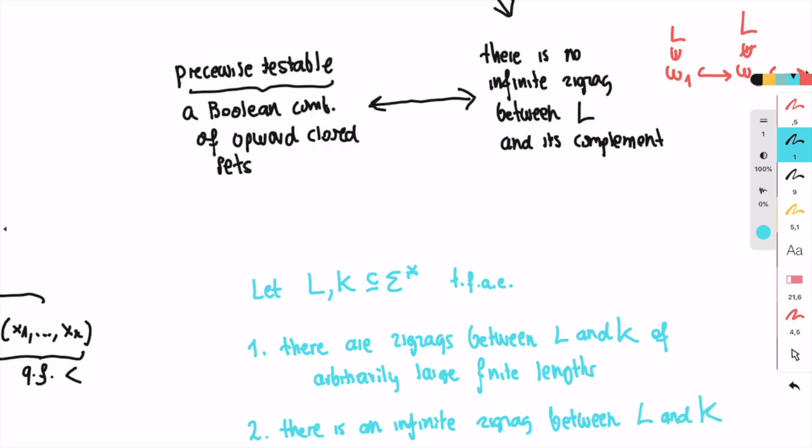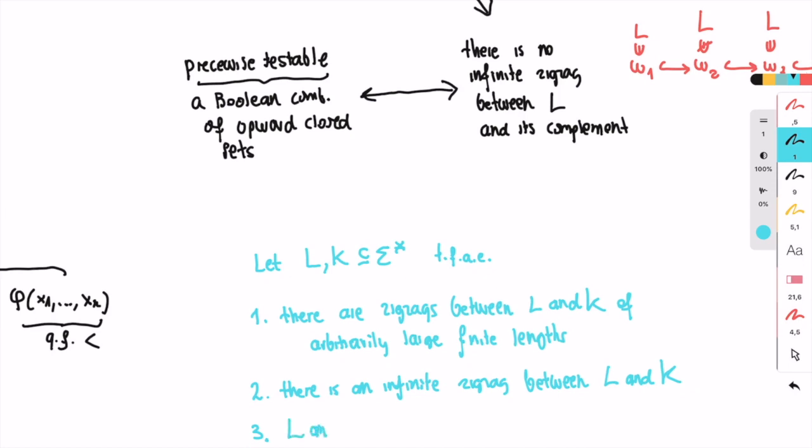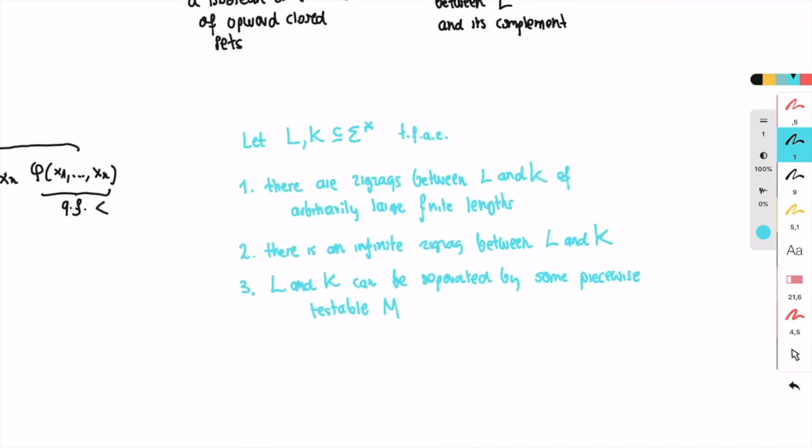And number 3, L and K can be separated by some piecewise testable M. So what that means is that you have L here, you have K here, and this piecewise testable M contains L, but is disjoint with K.